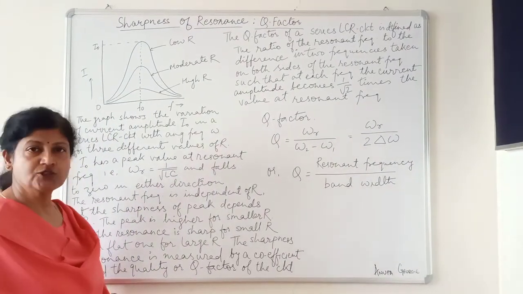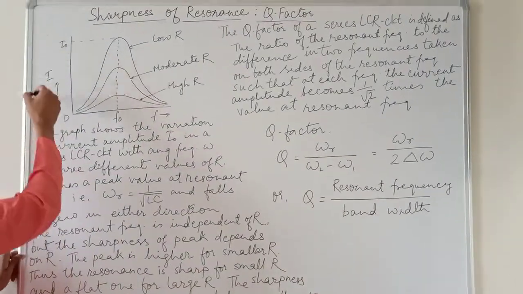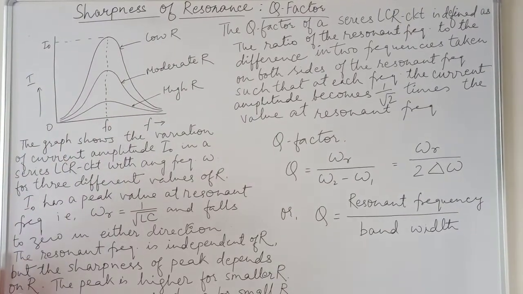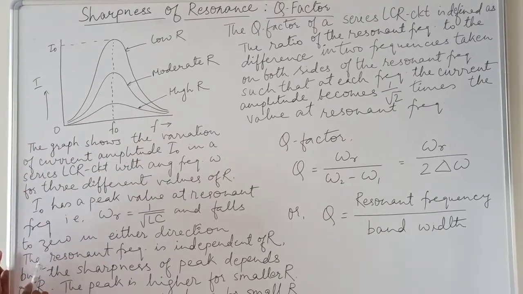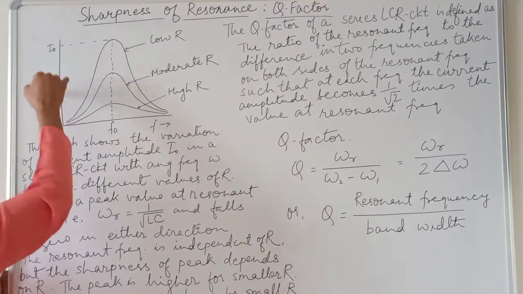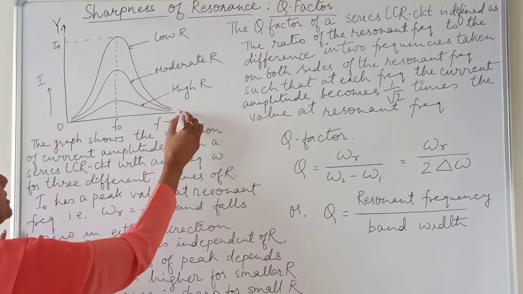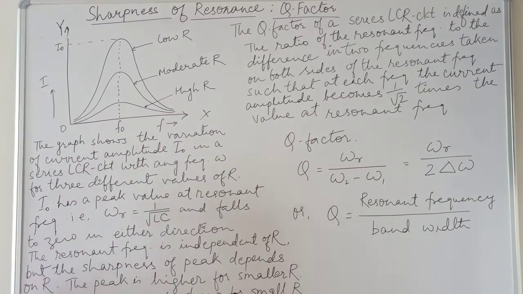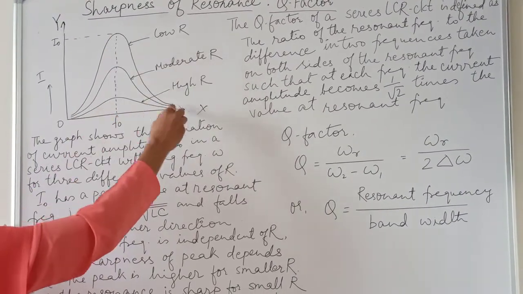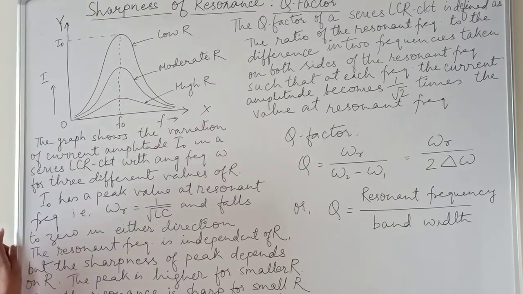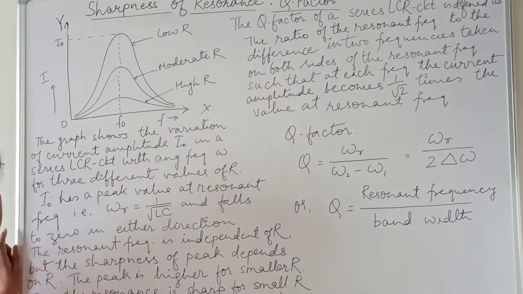Sharpness of resonance or Q factor. Students, see a graph. I have plotted a graph between current and frequency. Current is considered on the y-axis and frequency on the x-axis. For different values of resistances, we get this type of graph.